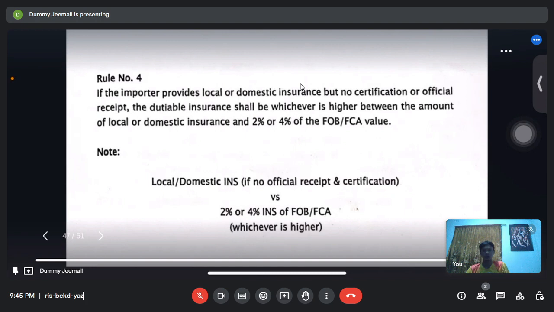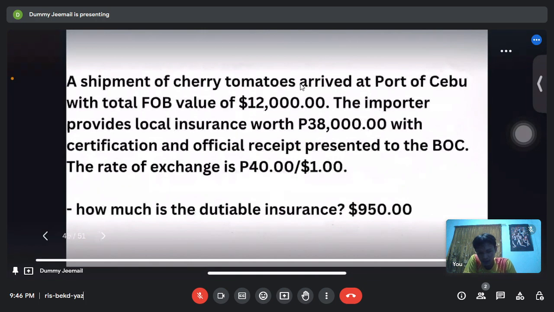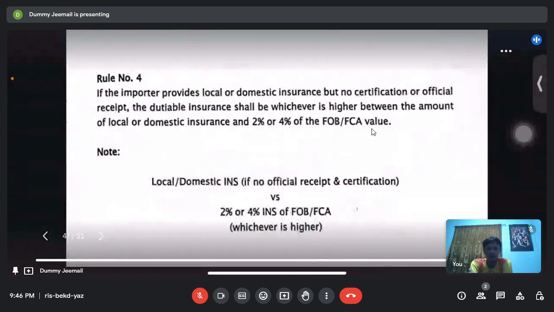The last rule for dutiable insurance, rule number 4. If the importer provides local or domestic insurance but no certification or official receipt, the dutiable insurance shall be whichever is higher between the amount of local or domestic insurance and 2% or 4% of the FOB or FCA value. Earlier, it was with certification or official receipt presented to the BOC. This time there is no certification. So we compare and choose whichever is higher.